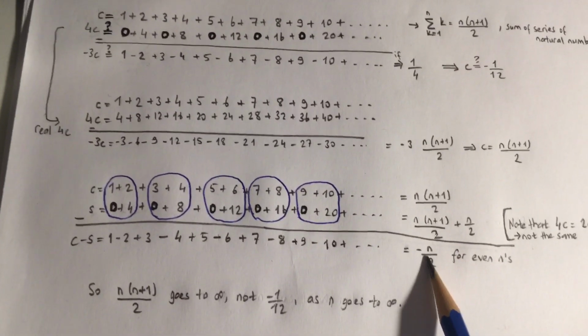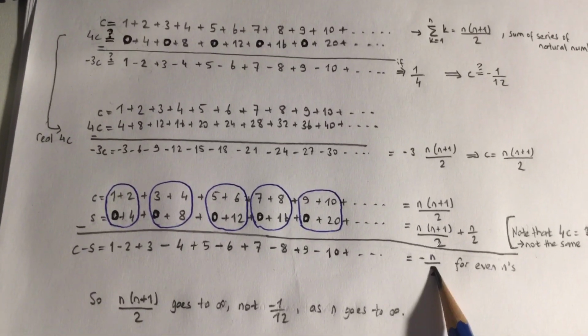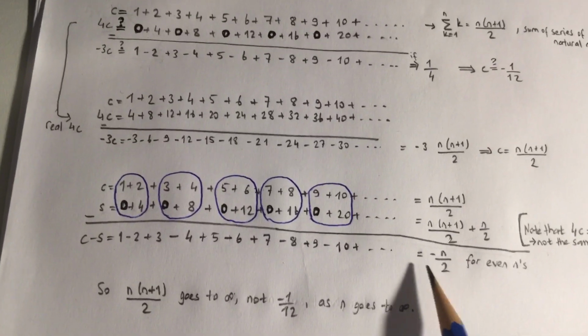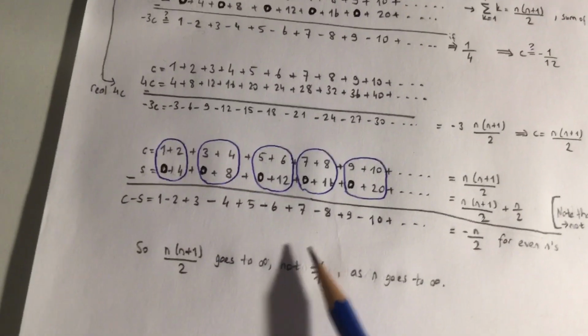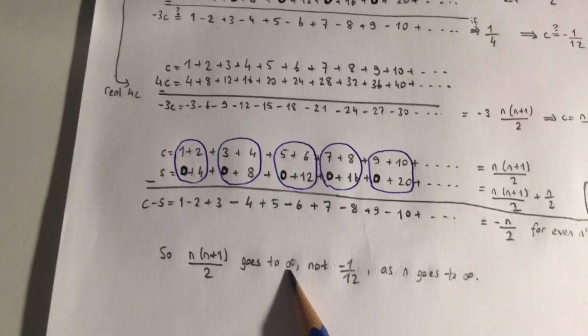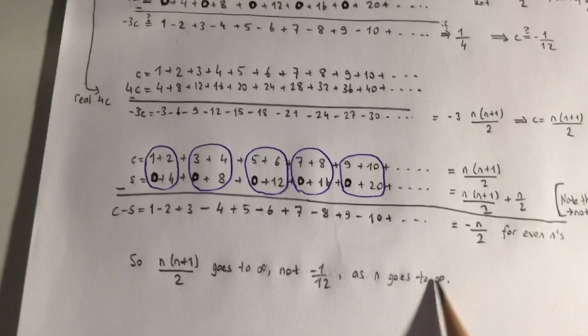So we cannot conclude that it is minus 3c, but it is minus n over 2, another thing, which means that this summation of natural numbers goes to infinity, not minus 1 over 12, as n goes to infinity.